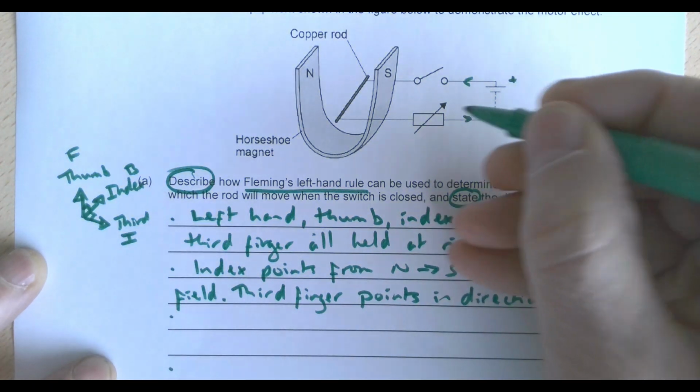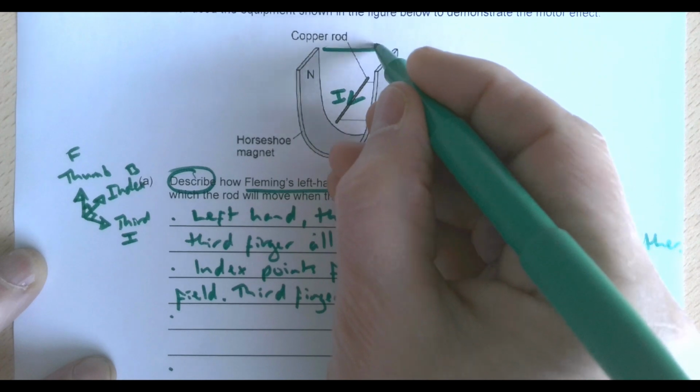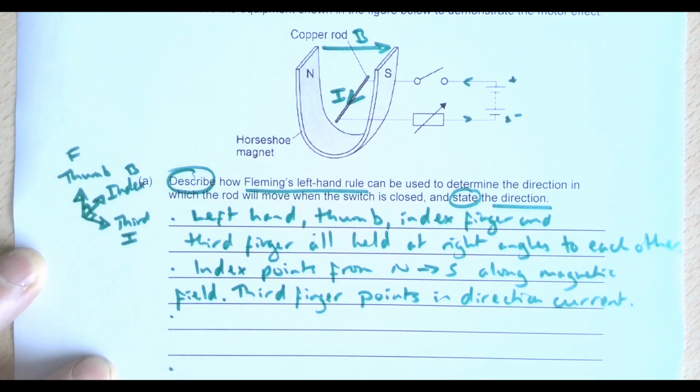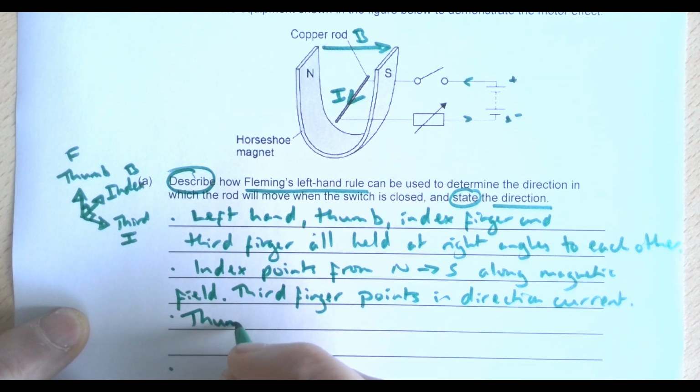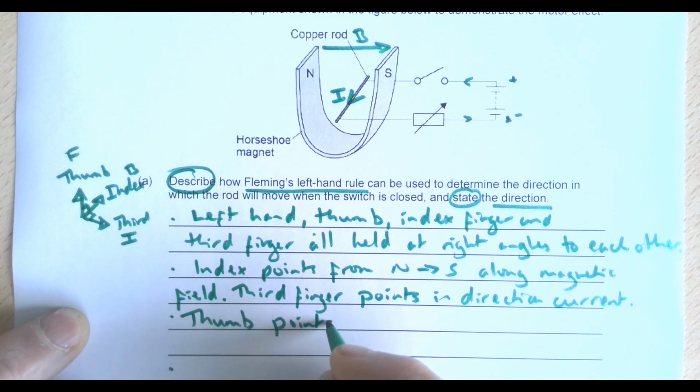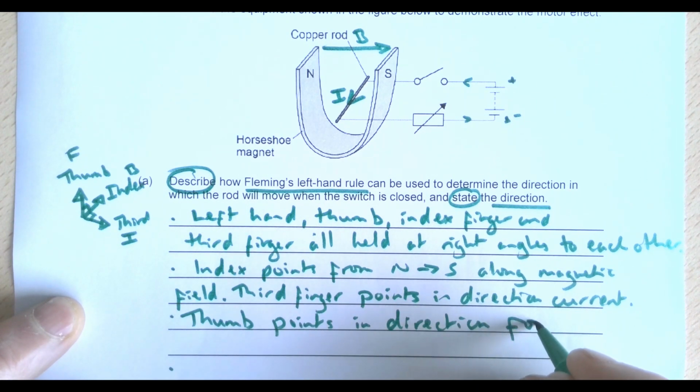So we know here the current goes that way. I'm going to draw on my diagram, using the symbol I, and I might even draw B that way. I'm going to draw my diagram so that the examiner will be under no doubt that I know exactly what I'm doing here. The index finger points from north to south that way. Current flows that way. So the thumb points in the direction of force.